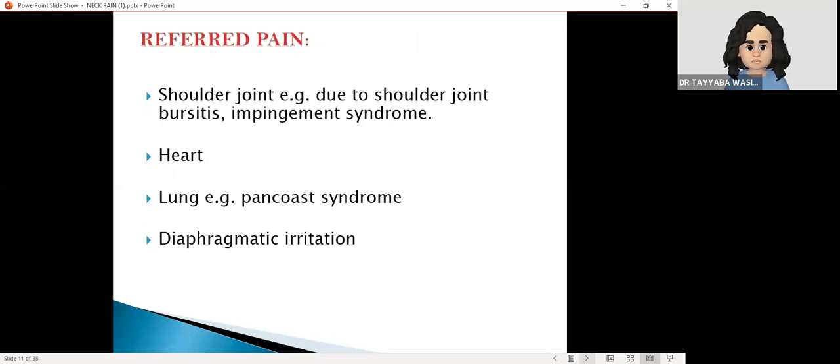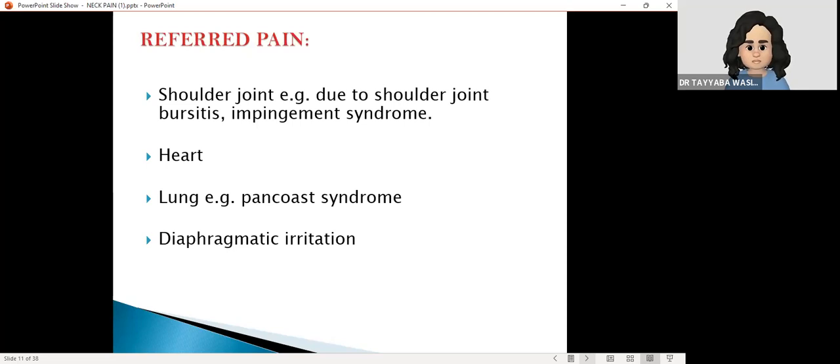Then comes the referred pain. Referred pain is also a very common entity with which the patient can present with a neck pain. On detailed history and examination, we can find out that it is basically referred pain, such as when the patient has a basic issue of the shoulder, such as shoulder joint bursitis or impingement syndrome, and the initial presentation of the patient is the neck pain.